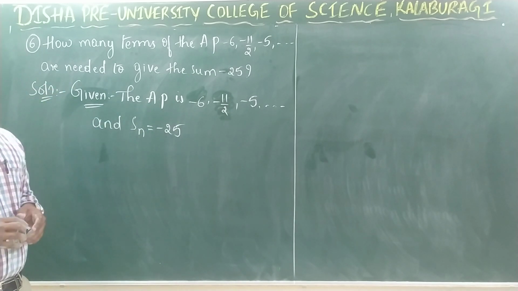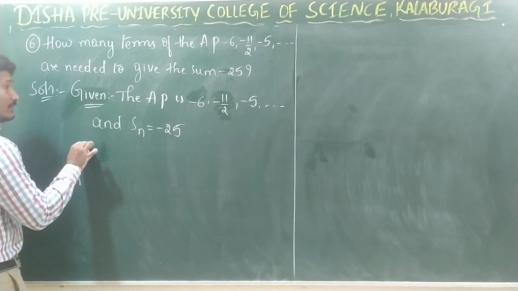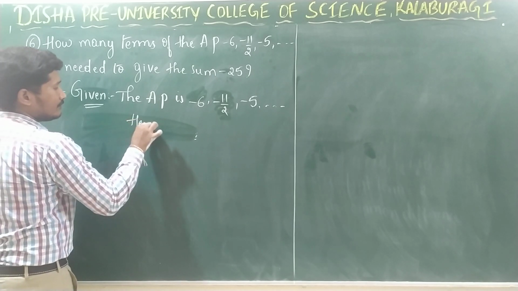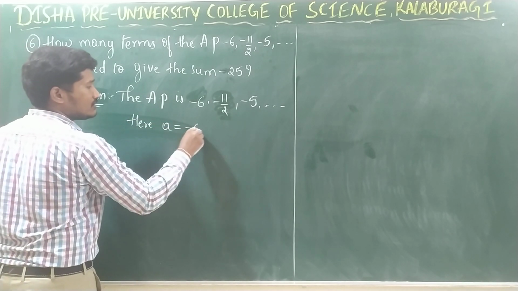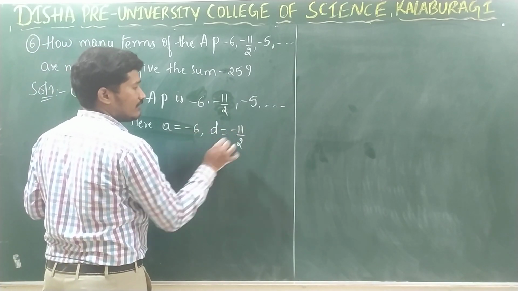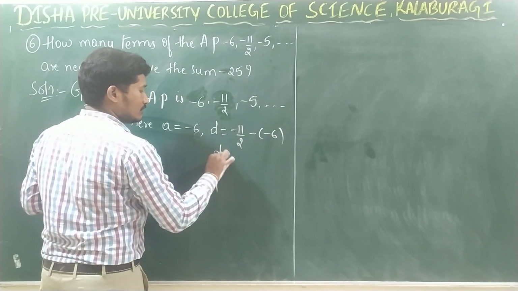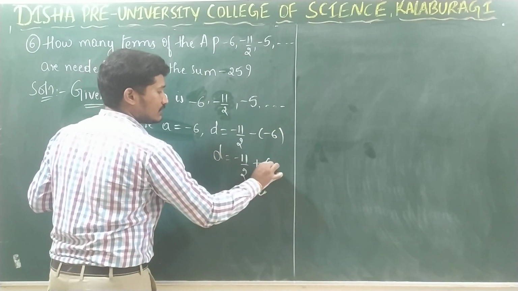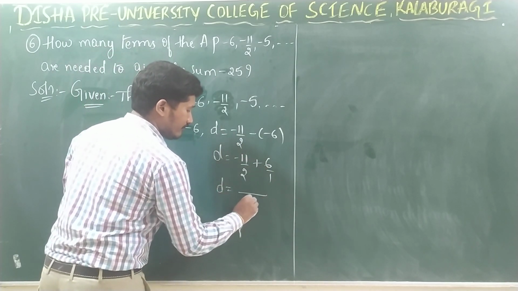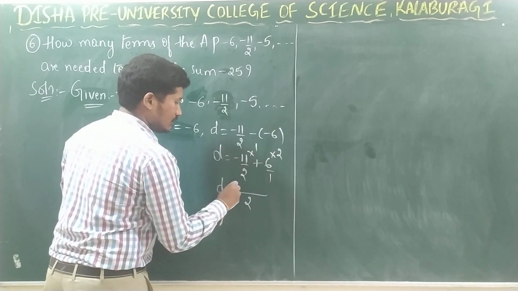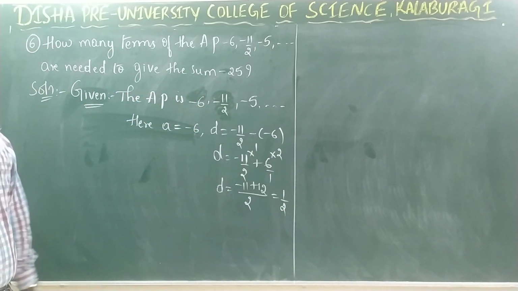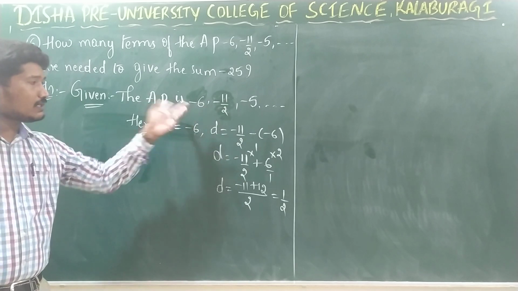So how many number of terms are there? See here how to calculate that. From this arithmetic progression, the first term is minus 6. The common difference is what? A2 minus A1, that is minus 11 by 2, minus of minus 6. So D is equal to minus 11 by 2 plus 6, that is minus into minus, so plus 6 by 1. So D is equal to, LCM will be 2, 1 twos are 2, 2 ones are 2, so minus 11 plus 12, so this is equal to 1 by 2. So this is your common difference, right? That is A2 minus A1.